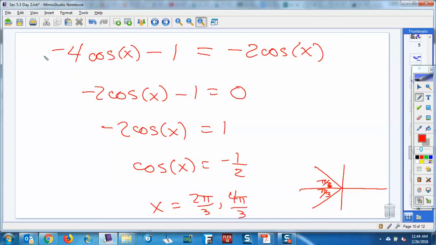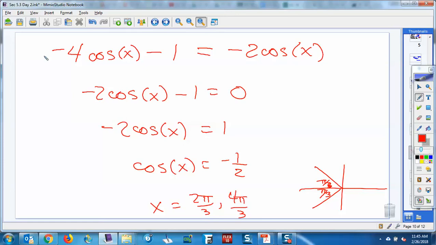All right, what do you got? Quick, shout out. 2 pi thirds, 4 pi thirds. Okay, so the simplest ones where you have to do more than just get the simple thing is you just got to group the trig function to one side. So I got everything to the left, I added 2, I got that, I add the 1 over, I get cosine x equals negative 1/2. Cosine x negative 1/2 is over here, pi thirds reference, so it's 2 pi thirds and 4 pi thirds.